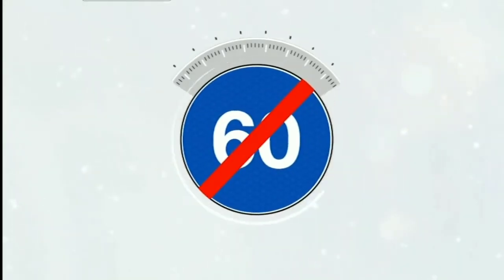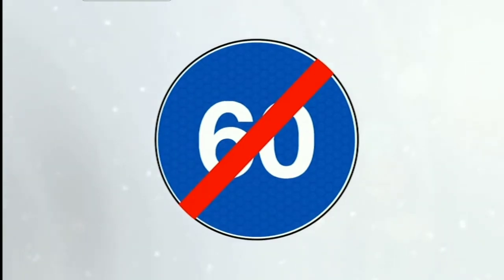End of minimum speed limit sign. It is a circular sign with a blue background. Determined inside is the speed in white color. It indicates the end of minimum speed limit and is characterized by an inclined red line.